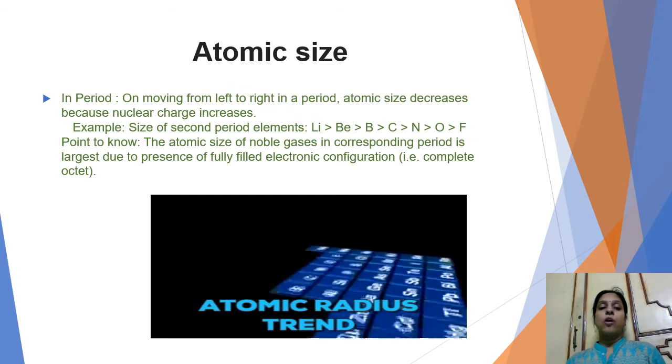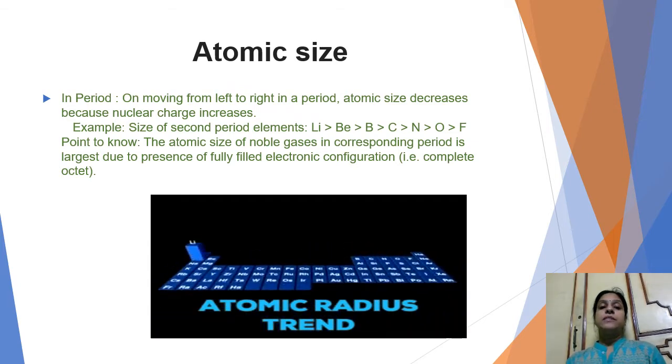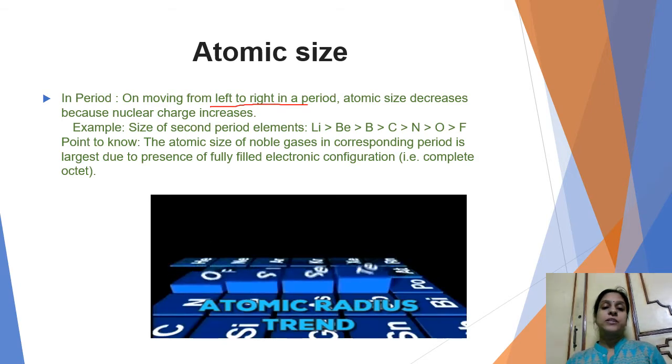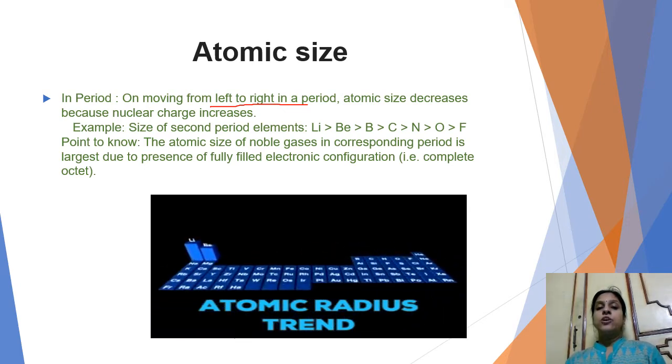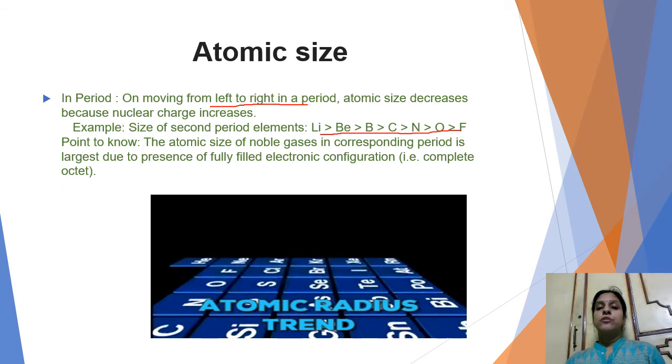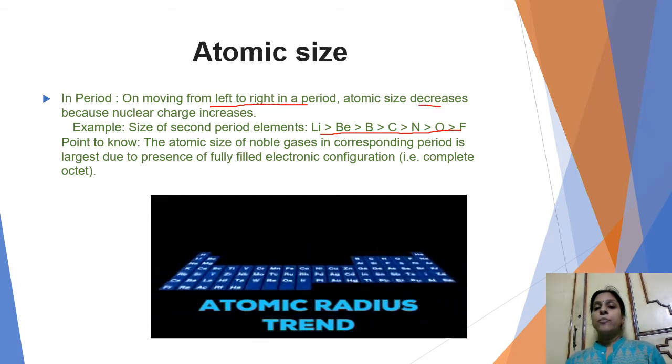Whereas when we are talking about the period, then in a period, on moving from left to right, as you can see here also beta, same period, so please look here, size of the second period goes on decreasing from left to right. What does this do? Atomic size goes on decreasing. Why does it go on decreasing, बच्चा?